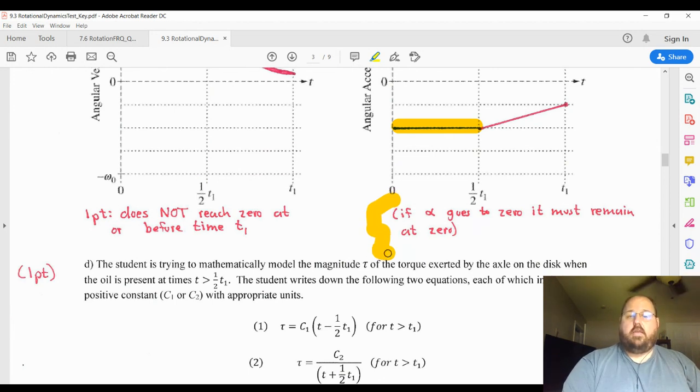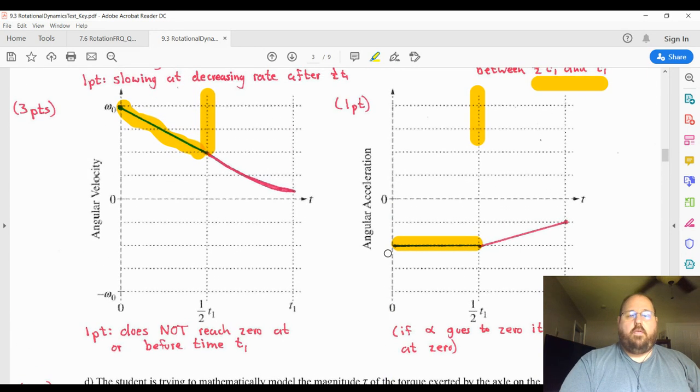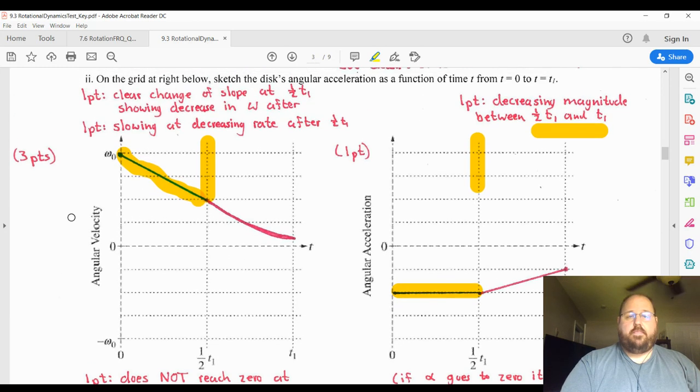You can't cross the horizontal axis there because then you're somehow speeding it up by taking away friction. That doesn't make any sense. Okay. Over on my velocity graph, the first point is going to be for a clear change of slope at 1/2 T1 with a decrease in omega after that. And so what that means is that this needs to start flattening out.